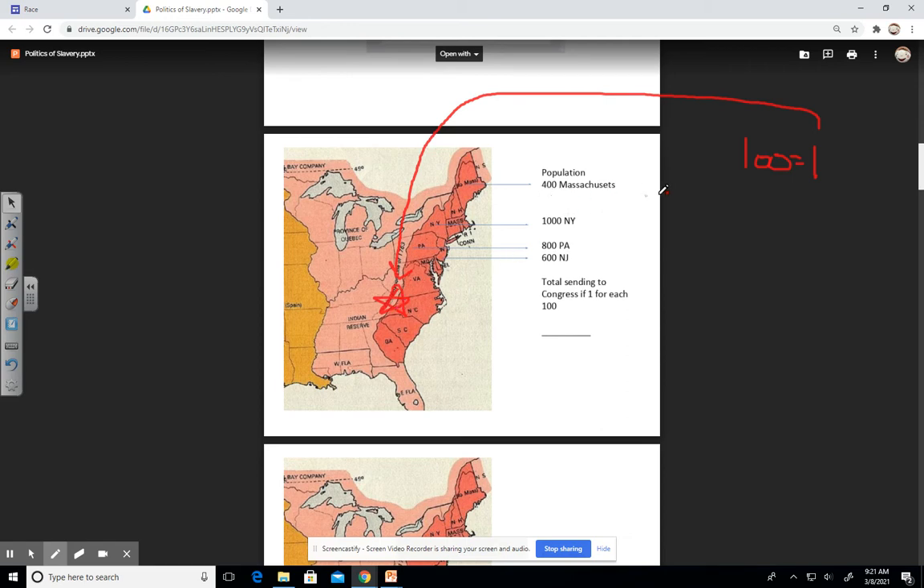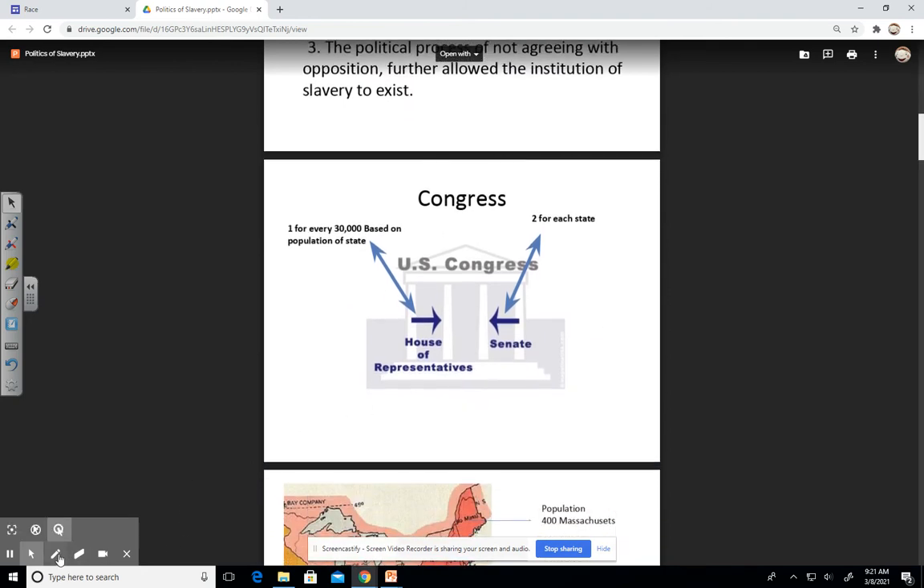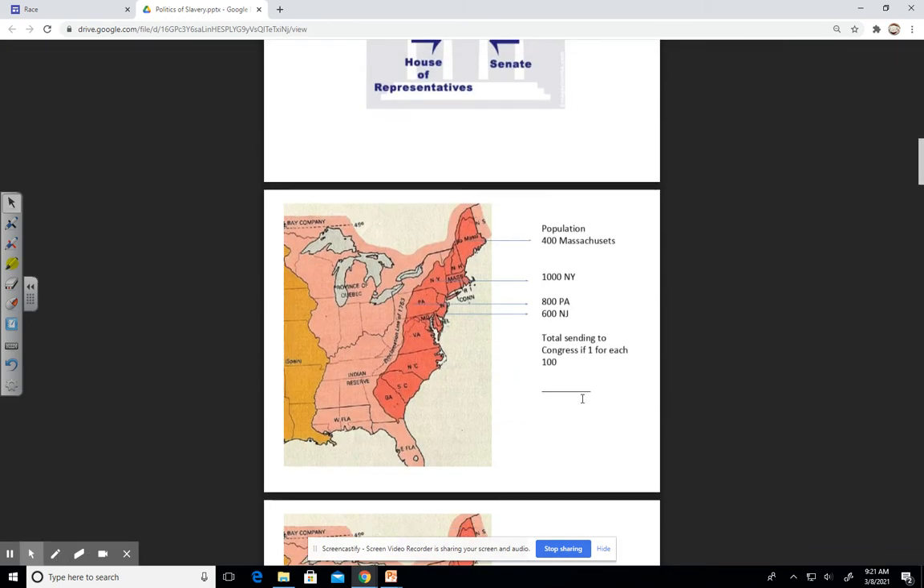So if we take Massachusetts, if we use this ratio of 1 rep for every 100, Massachusetts gets 4, they get 10, they get 8, and they get 6. Total, looks like we have 28. Notice how I'm using, for the most part, northern places. And so what's going on here is that in Congress, you are able to pass laws for the country, and they're trying to figure out how are we going to create representation in Congress.